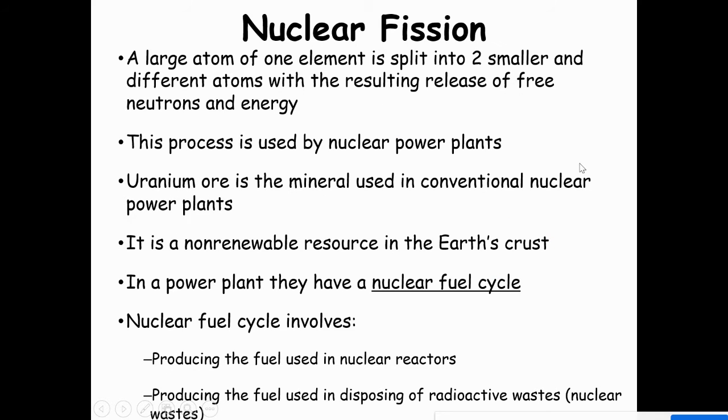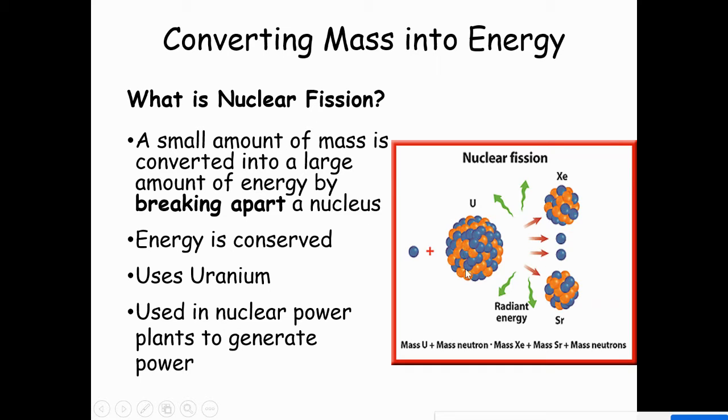All right. So basically, what happens is you have a large atom of one element split into two smaller and different atoms with resulting release of free neutrons and energy. Let me go back just a second. This atom right here, this uranium, would be considered the parent atom. And then these two new atoms would be considered the daughter atoms. So it's what that original parent atom is broken into that's going to be your daughter atoms.